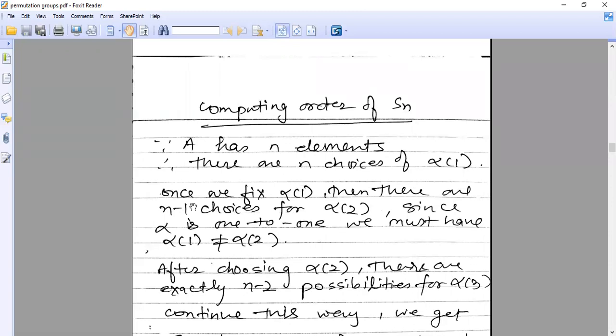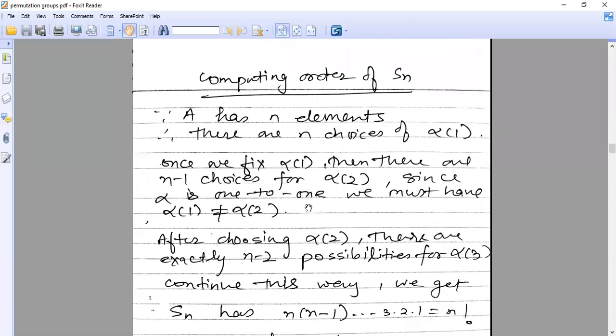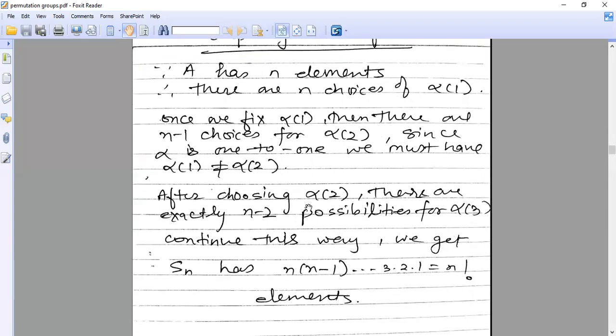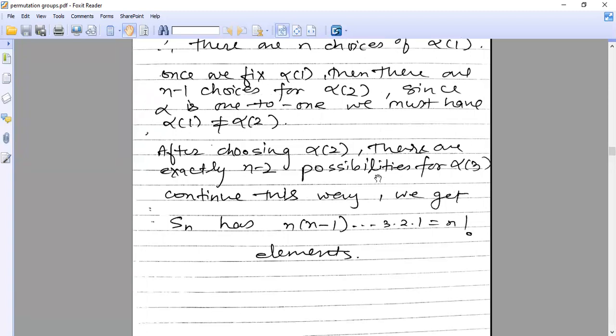Now once we fix alpha 1, then there are n minus 1 choices for alpha 2. Because the function is 1-1, alpha 1 and alpha 2 cannot be the same. They have to be different because the function is 1 to 1. So if you have chosen some value for alpha 1 out of those n values, then the remaining will be n minus 1. So there will be n minus 1 choices for alpha 2. So alpha 1 you have taken, alpha 2 you have taken, then after choosing alpha 2, there are exactly n minus 2 possibilities for alpha 3.